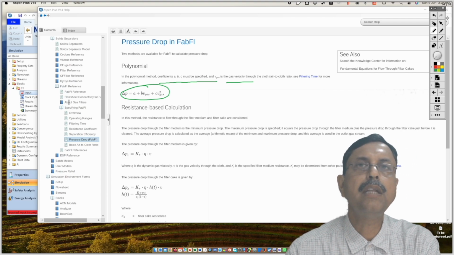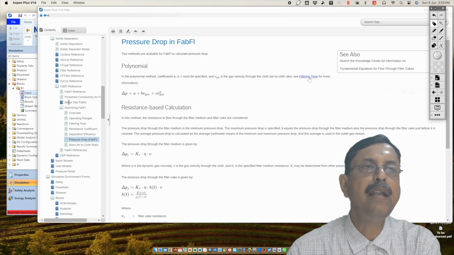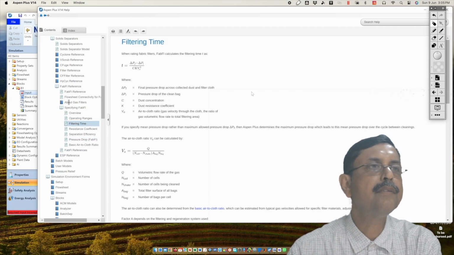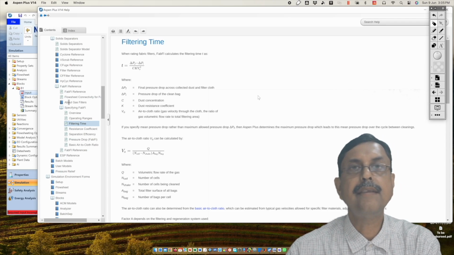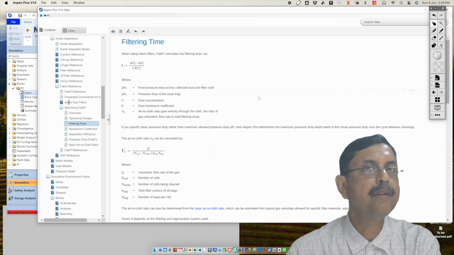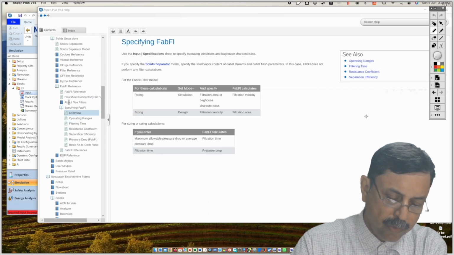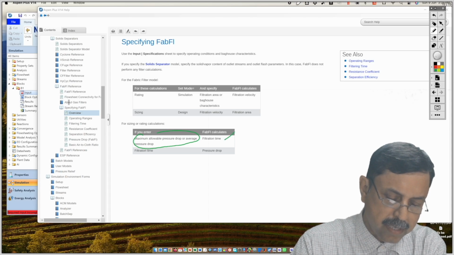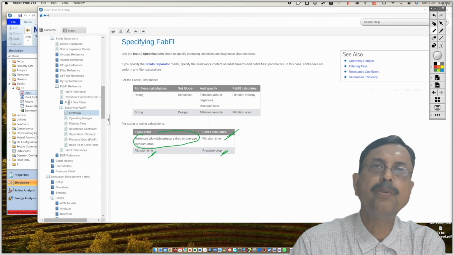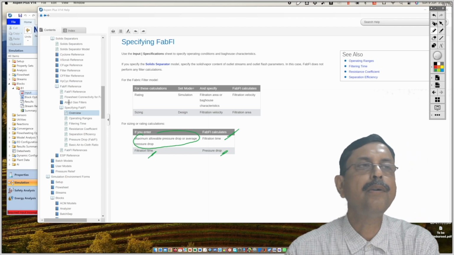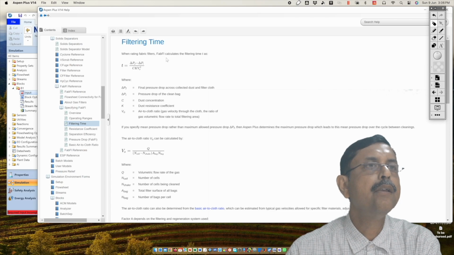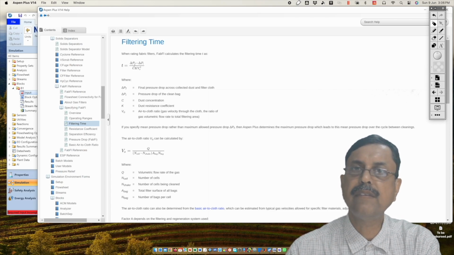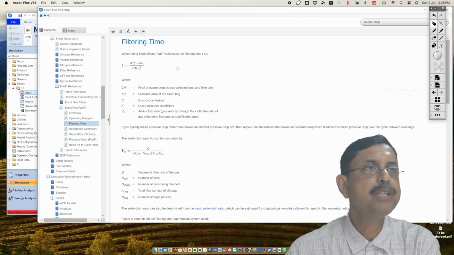For more information you have to go to the filtering time. Now you see the filtering time. As I said, either you have to provide the velocity or the time. If you provide the information about the pressure drop, then filtration time will be calculated, and if you provide the filtration time, then pressure drop will be calculated. So go to filtering time. FabFL calculates the filtering time in this fashion. So you have given the pressure drop information over here.